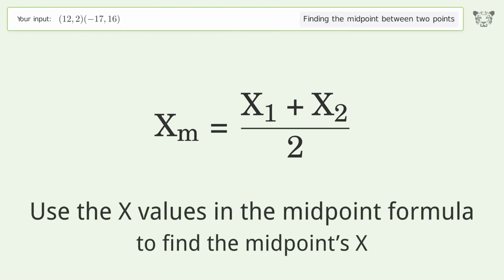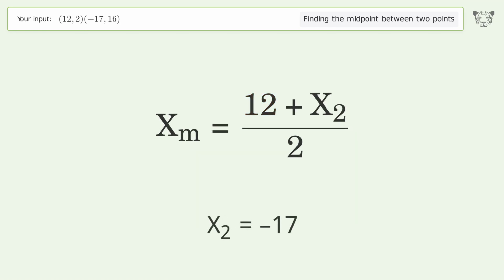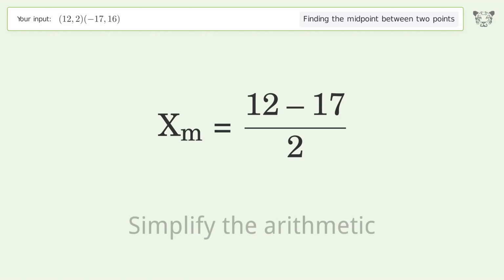Use the x values in the midpoint formula to find the midpoint's x. x1 equals 12. x2 equals negative 17. Simplify the arithmetic.